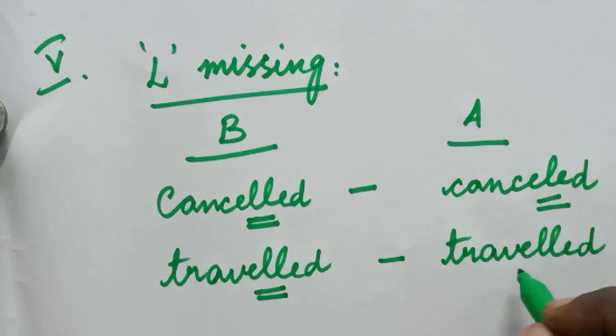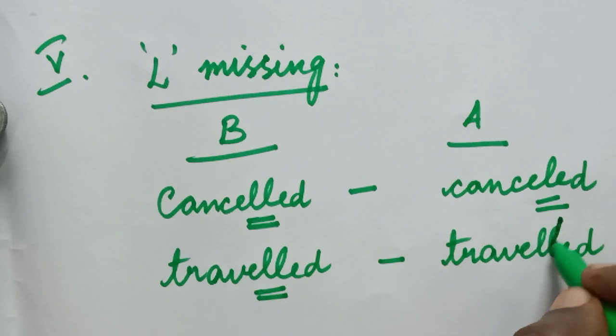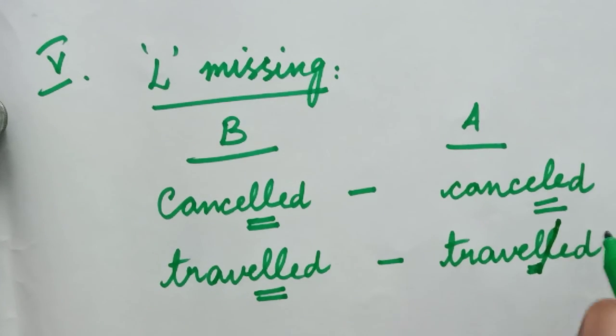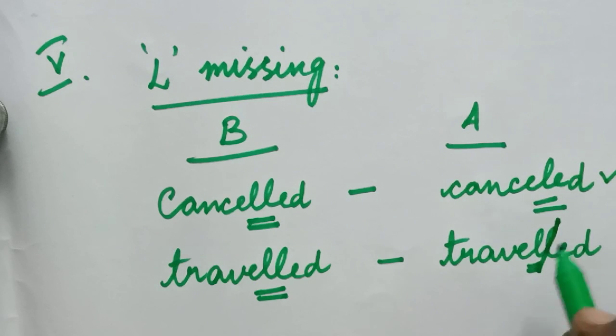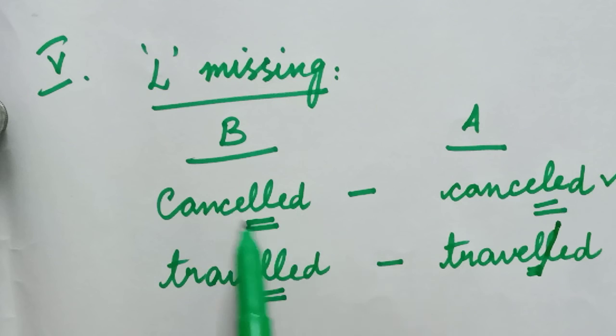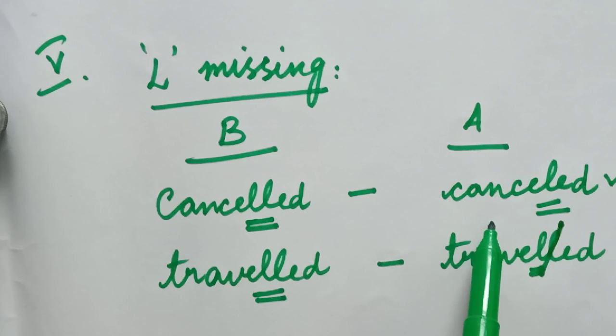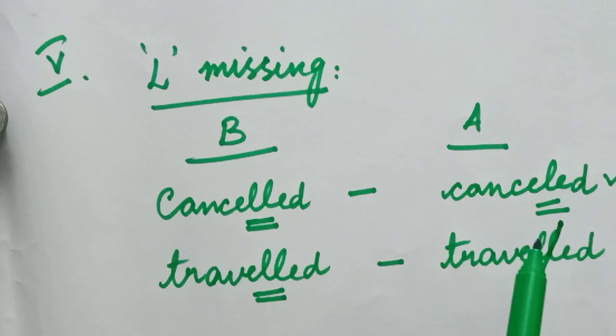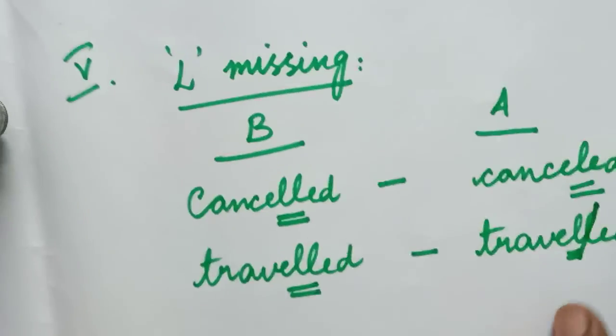Is this correct? Is it double L? No, we have to cancel this L, isn't it? So only one L is allowed. We should not write this double L. Okay, so in British English we can write with double L, and in American English we can use only one L. This is the fifth rule.